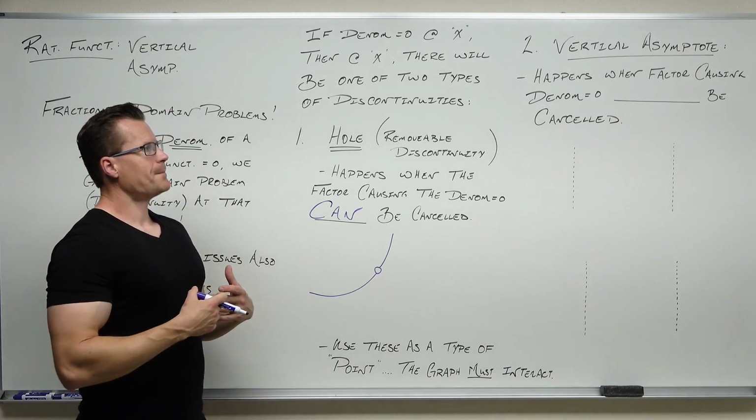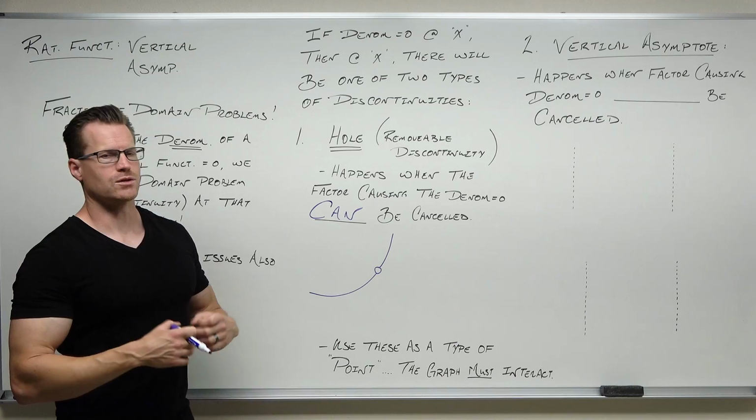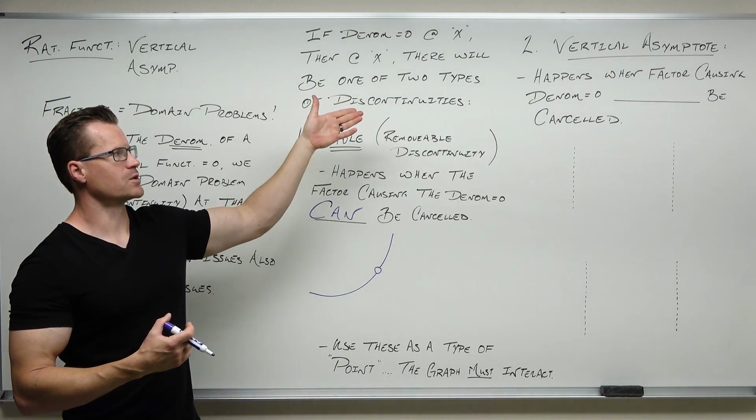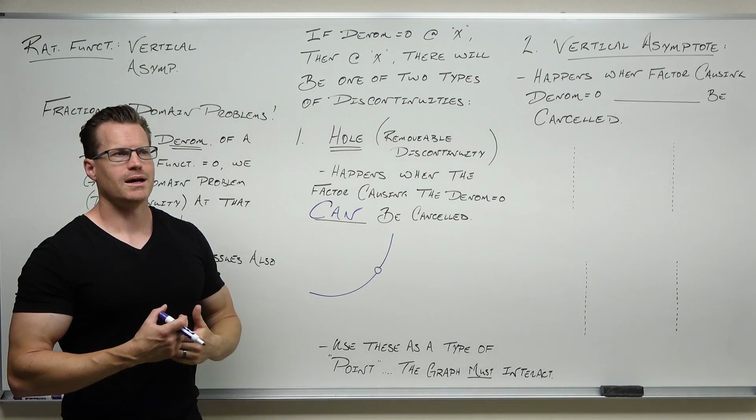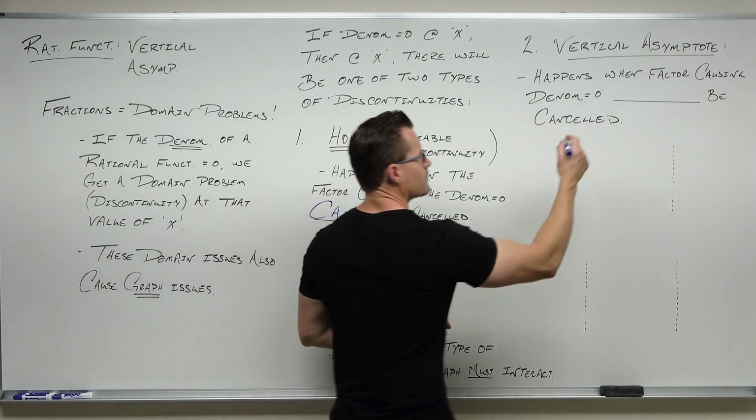So what happens if you can't cancel that factor? Well, a vertical asymptote happens when the factor that's causing your denominator to equal 0 can't be canceled.